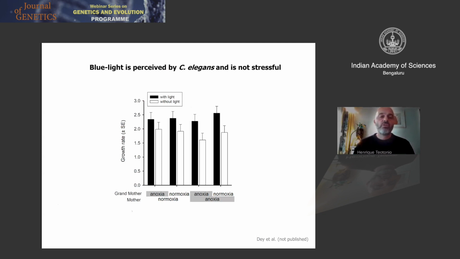So over here, I'm showing you some results of growth rates when we expose an ancestral population, high-salt adapted, to blue light in the dark bars, or no light, the ancestral condition. You can see that growth rates are uniformly increased, independently of where mothers and grandmothers have hatched, for offspring when they are themselves grown in anoxia. So for some reason, it's actually good for the worms to perceive the blue light.